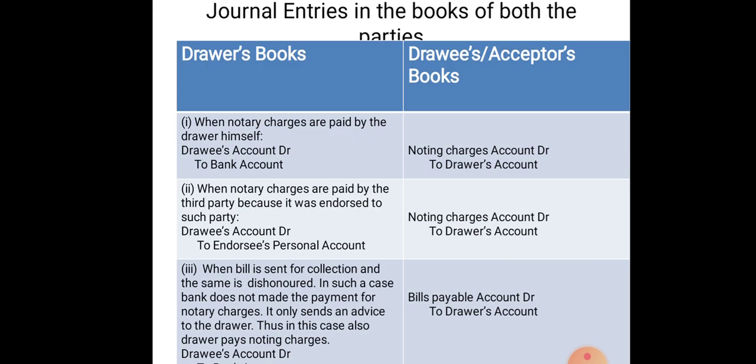Third condition, when bill is sent for collection and the same is dishonored, in such a case, bank does not make the payment for notary charges, it only sends an advice to the drawer. Thus, in this case also, drawer pays notary charges. So, the entry is drawee's account debit to bank account. In this condition, in the books of drawee, the entry would be bills payable account debit to drawer's account.